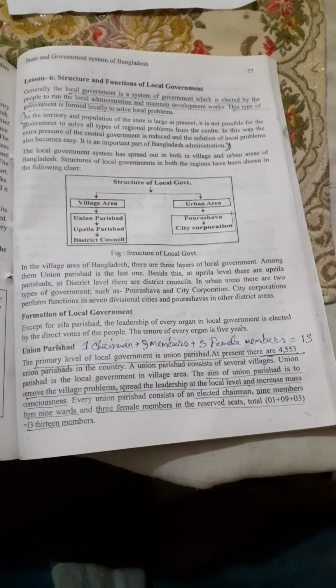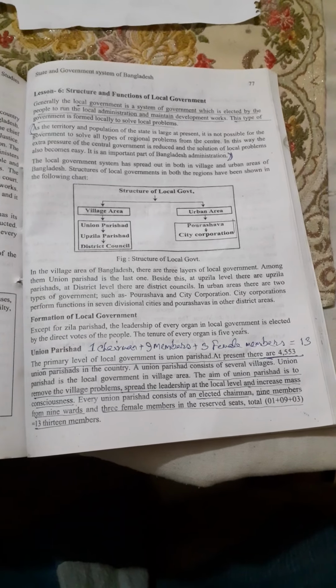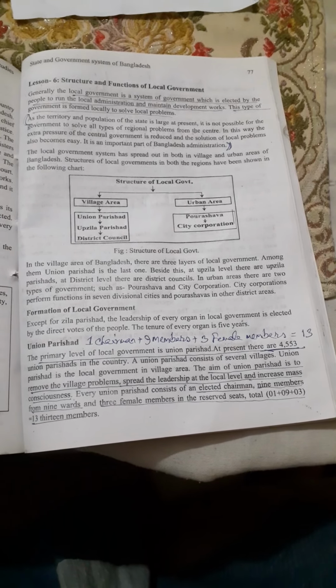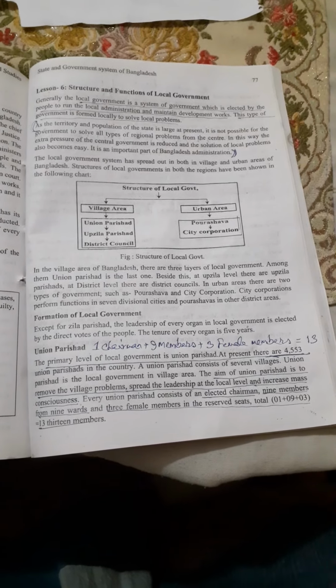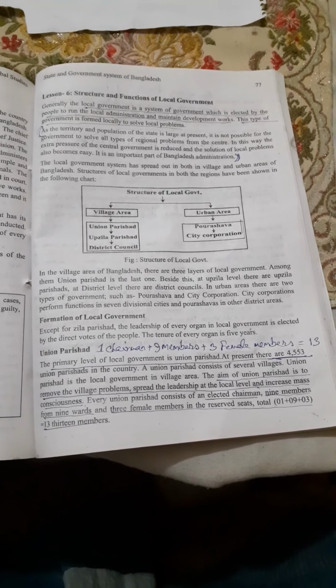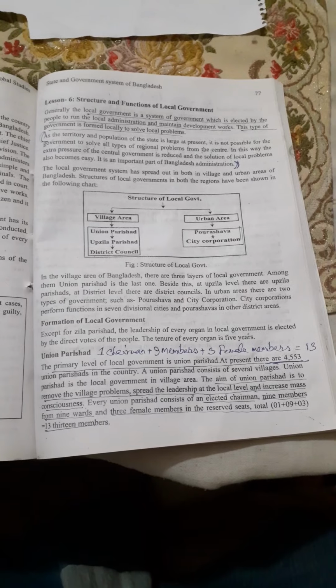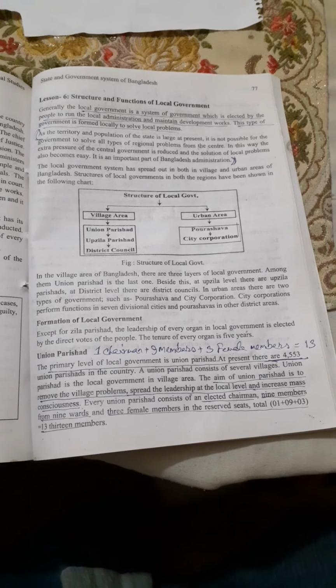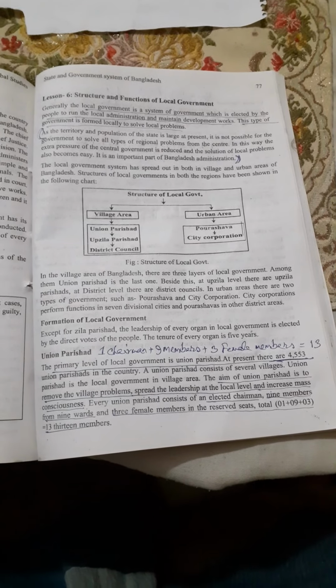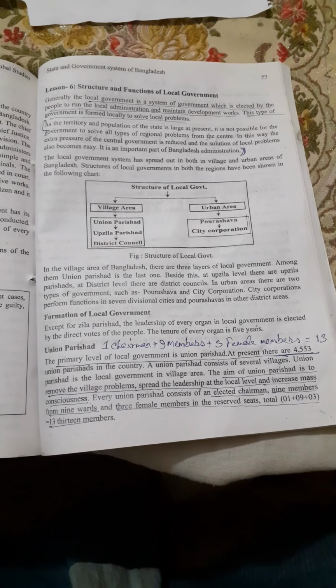For example, we can say the city corporation, the Pouroshova in town areas, and the union parishad, upazila parishad, district councils. They are examples of the local government, and they are called the representatives of people who are working for the development of the local area people.